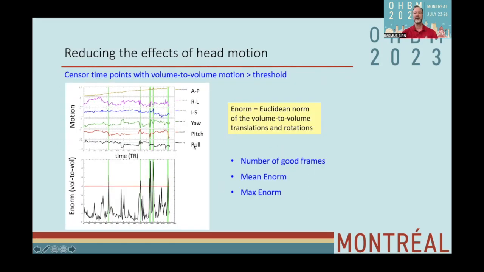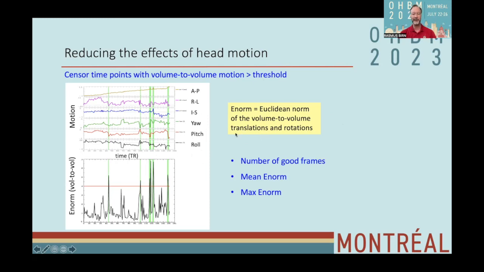Now, moving on to the issue of head motion. One common way to reduce the effects of head motion is to censor time points where the volume-to-volume motion exceeds some threshold. What I'm showing you up here on the left are the 3 translation and 3 rotation parameters estimated from a subject whose head was moving slightly in the MRI scanner. And what's particularly important for the impact on the fMRI signal are the volume-to-volume movements.